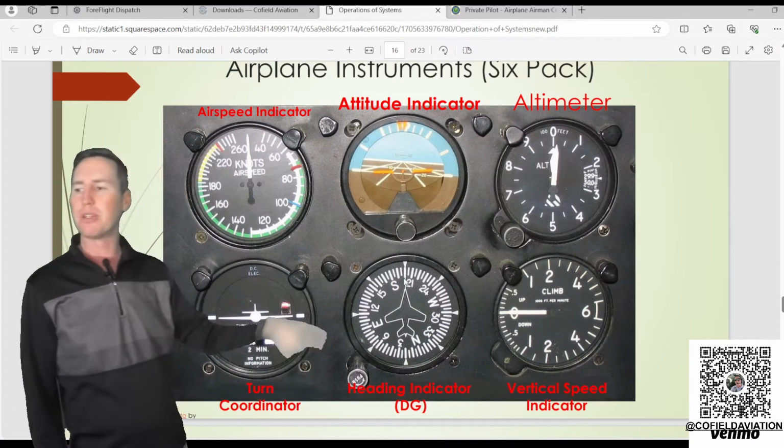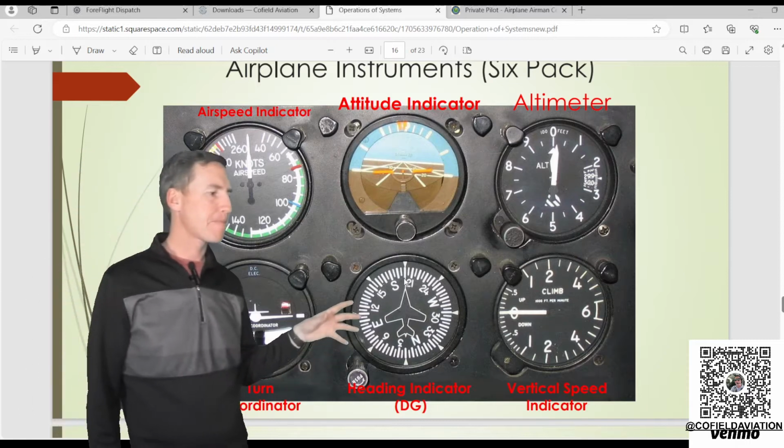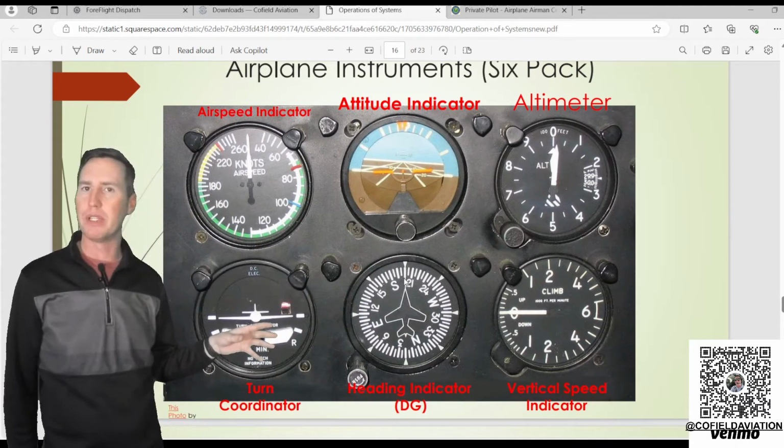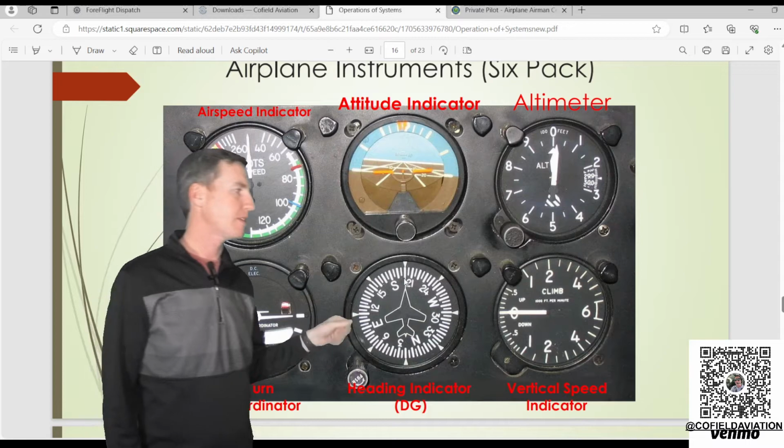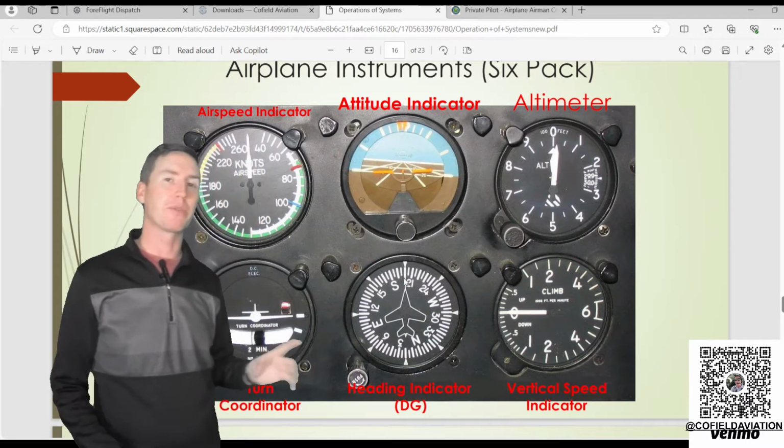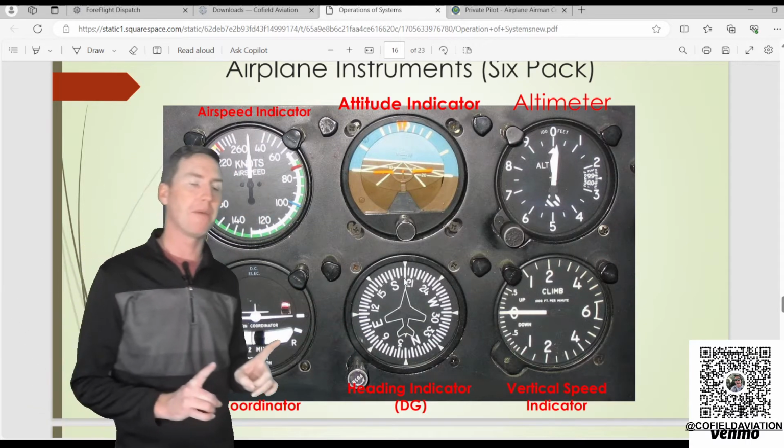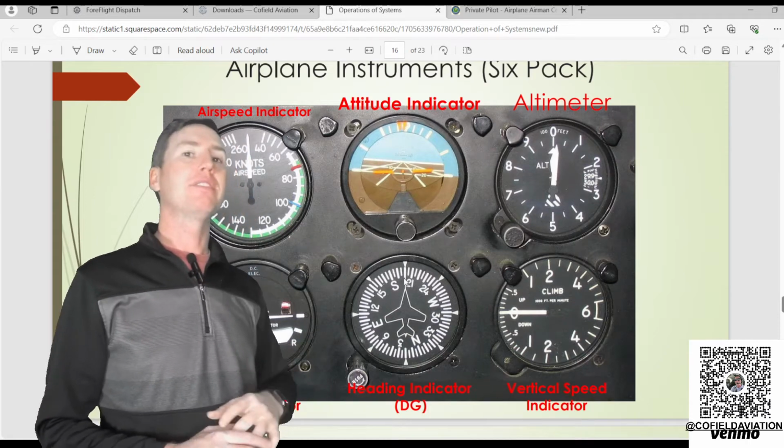So different systems supply information to these 6 instruments, and that's what we're going to talk about. So we're going to first start talking about the Pitot-static system.